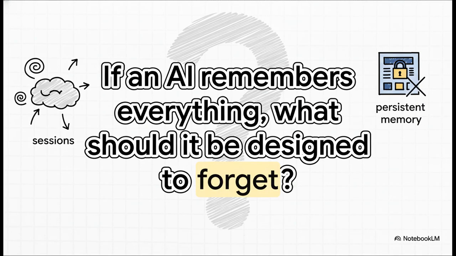And that leaves us with a pretty fascinating final question to chew on. As this technology gets better and better, the real challenge might not be about remembering, but about forgetting. If an AI can build a perfect, persistent memory of you, what are the things we should explicitly design it to let go of? It's something we're all going to have to think about as these systems become a bigger and bigger part of our lives.